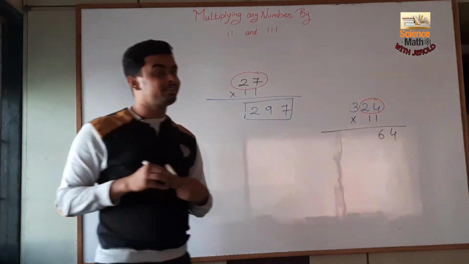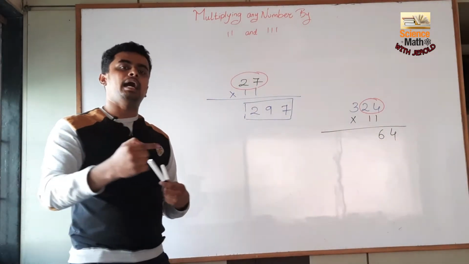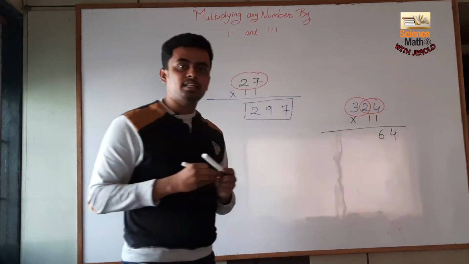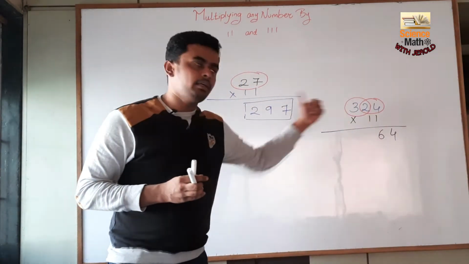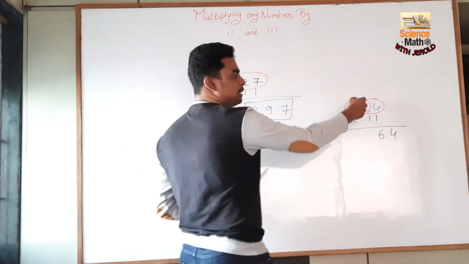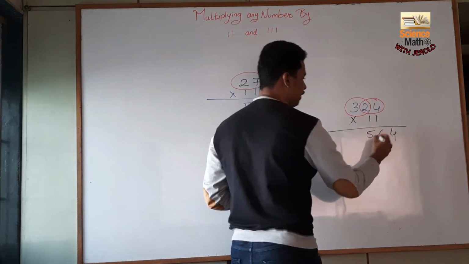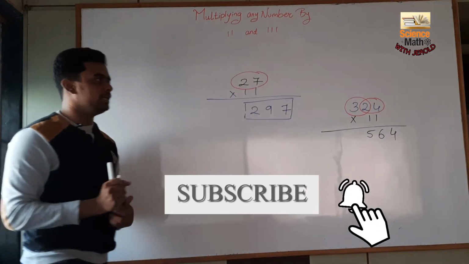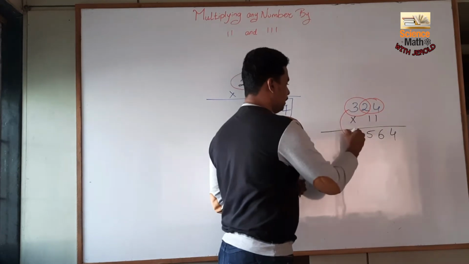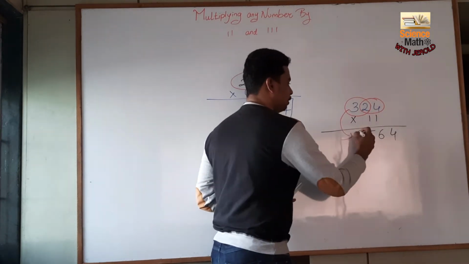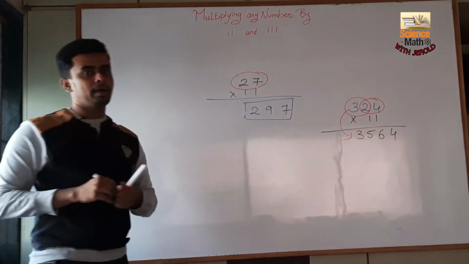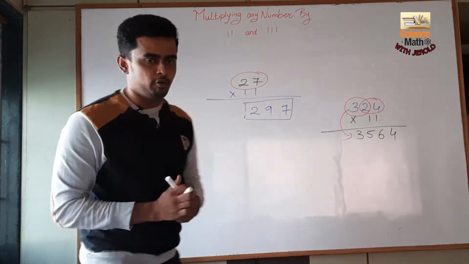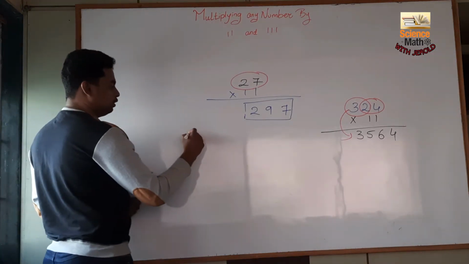Now what about the number 3 that remains? Next, I have to add the next 2 digits. First I added the last 2 digits, next I will add the previous 2 digits. So 3 plus 2 will give me 5. And finally, as we did with the last digit, the 3 will come down as it is, and my answer for multiplication of 324 by 11 will be 3564.